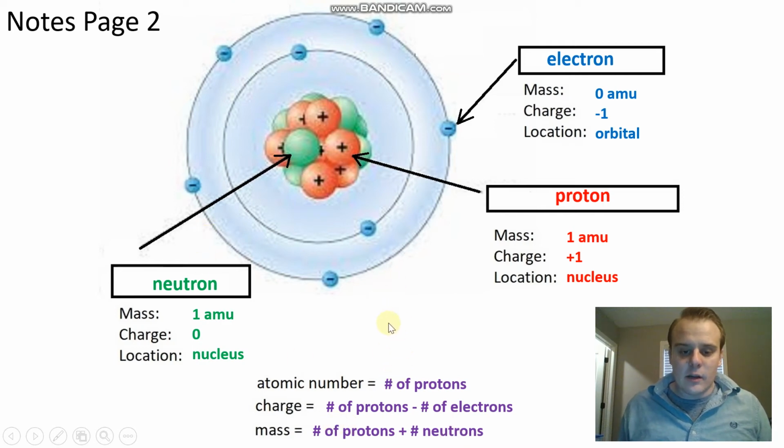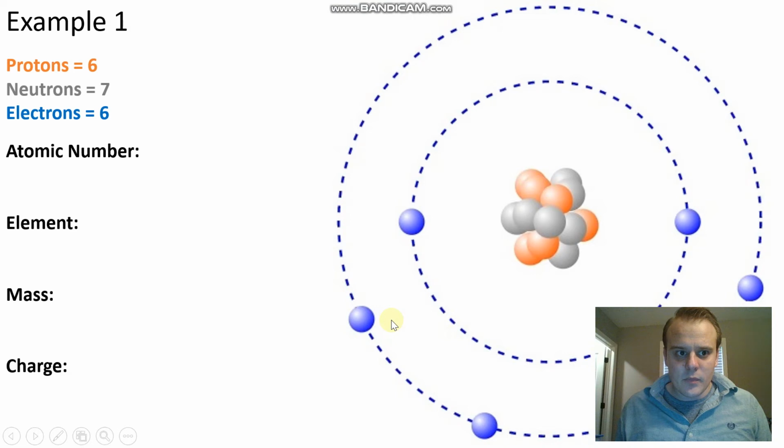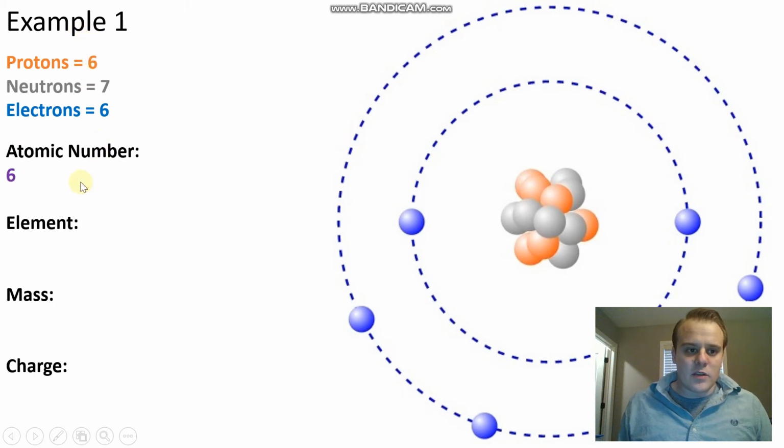Okay, so let's go through a couple of examples. So here I have an example. This atom has 6 protons, 7 neutrons, and 6 electrons. And so you can count those out in the atom if you want to. Okay, and so then first thing would be the atomic number. And again, that is just the number of protons. So since we have 6 protons, the atomic number is 6.